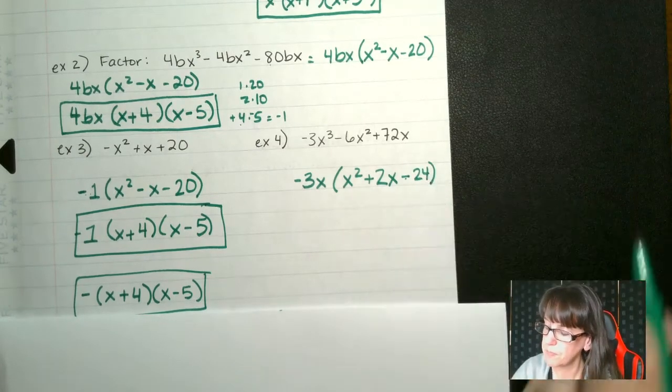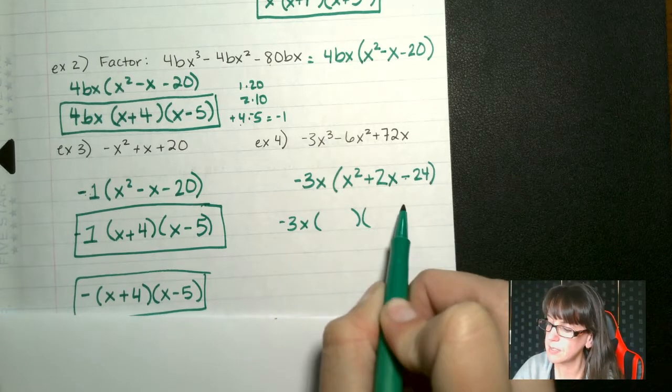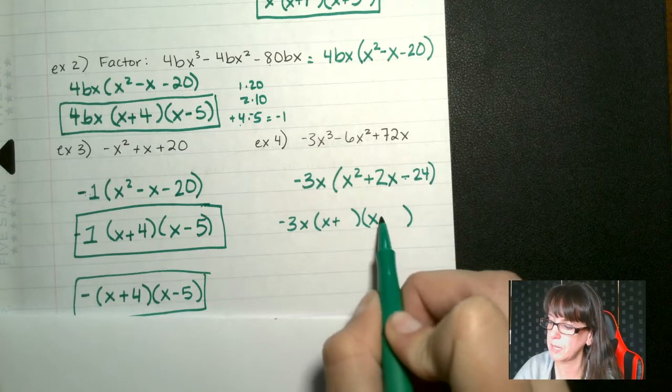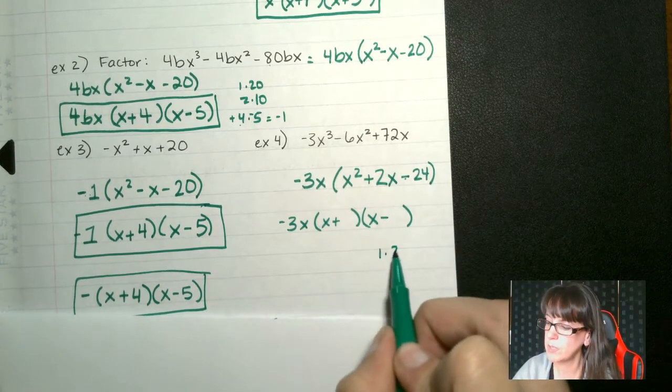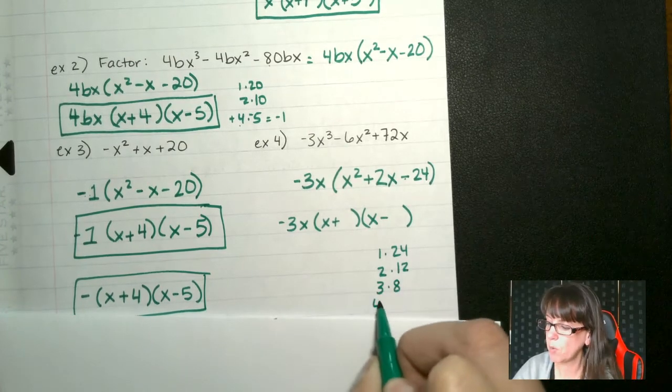So minus 24. Okay, so I have negative 3x, and then I've got this, x, x. This tells me different signs, so plus and minus. Factors of 24: 1 and 24, 2 and 12, 3 and 8, 4 and 6.